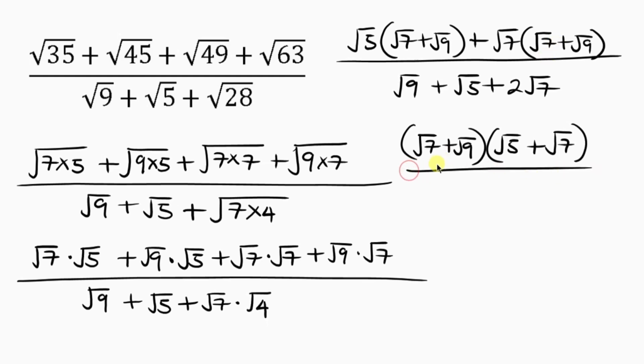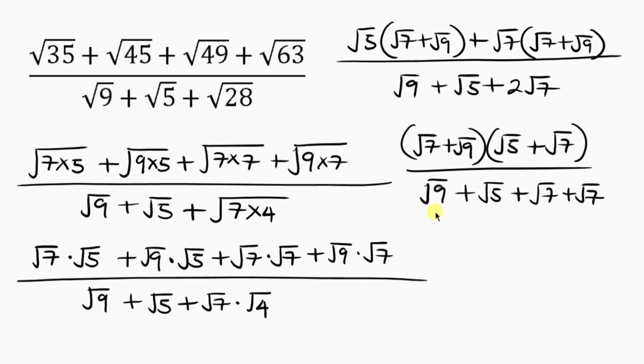What about the denominator? In the denominator, remember what I said? I said we are writing in terms of the square root of 7, square root of 9, and the square root of 5. So I can go ahead and simplify this further by writing it as the square root of 9 plus the square root of 5 plus, by writing 2 root 7 as the square root of 7 plus the square root of 7. So adding this up gives 2 root 7. So I am in terms of 7, 9, and 5.